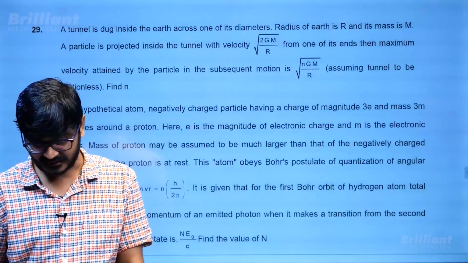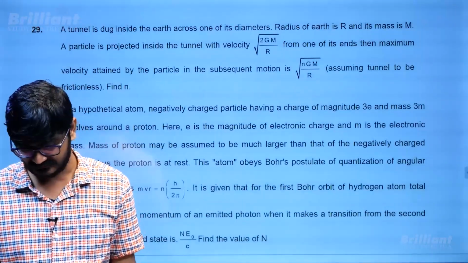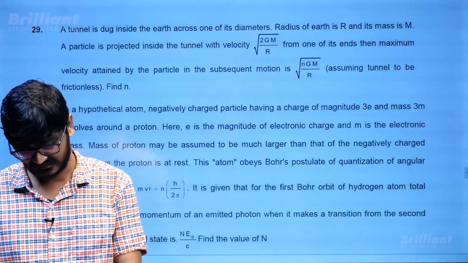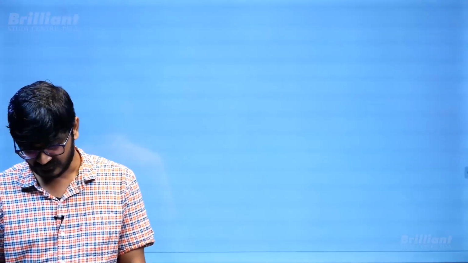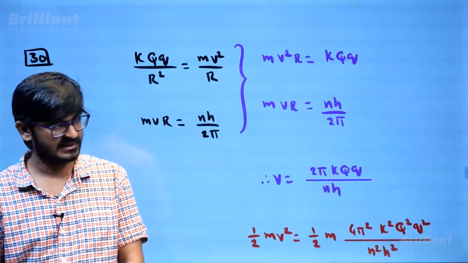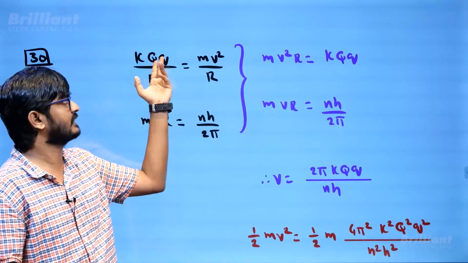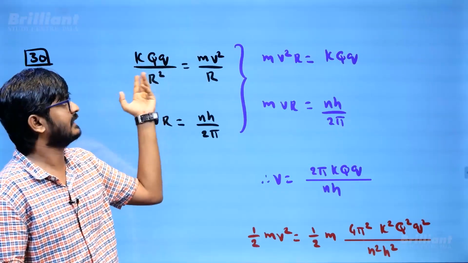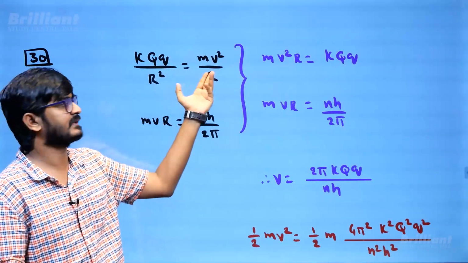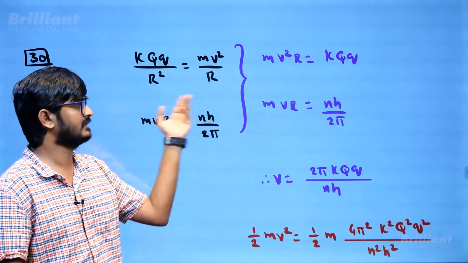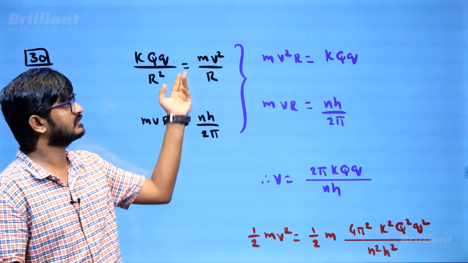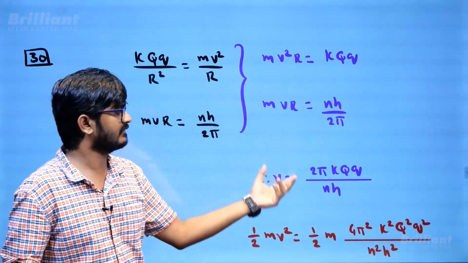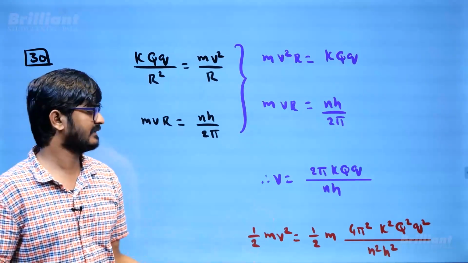In a hypothetical atom, a negatively charged particle is charged and so on. Oh yeah, you can see that. So we will be going with the Bohr's model derivation. So if Q is the charge of the nucleus and q is the charge of the electron, then electrostatic force will give us the required centripetal force, and mvr equals nh by 2 pi, angular momentum quantization, right? So from here I am trying to calculate the velocity. If I calculate the velocity, I will be getting the kinetic energy.